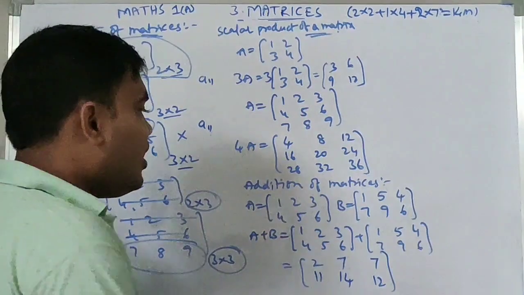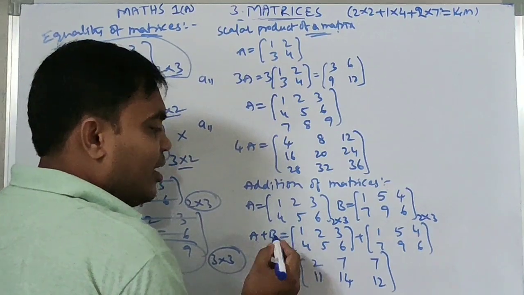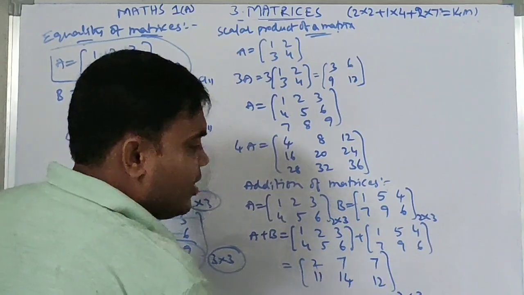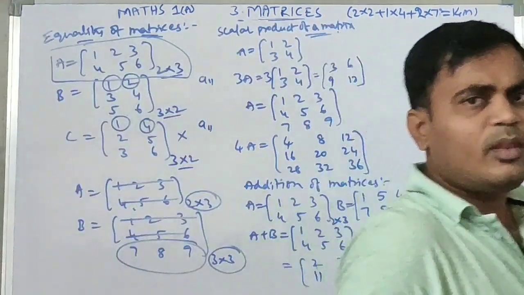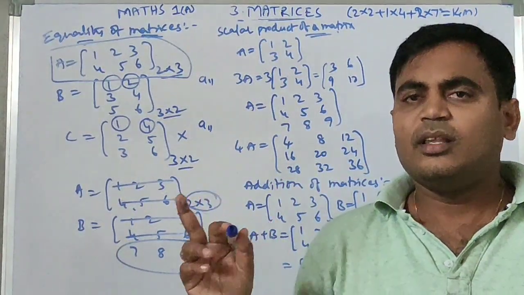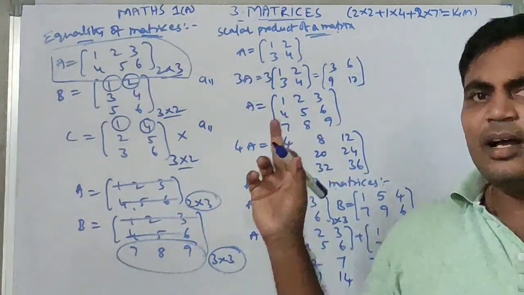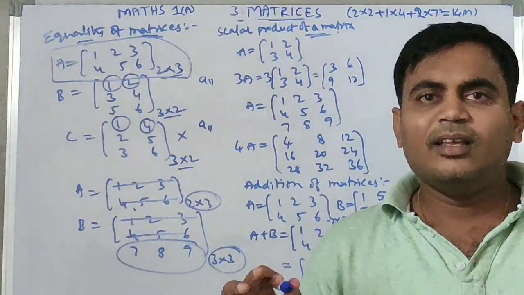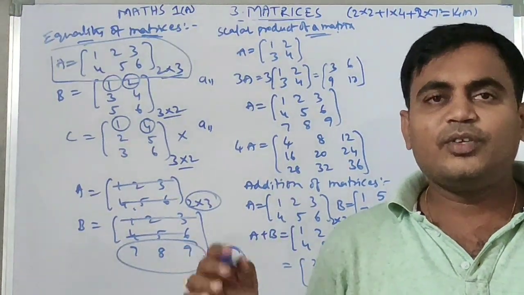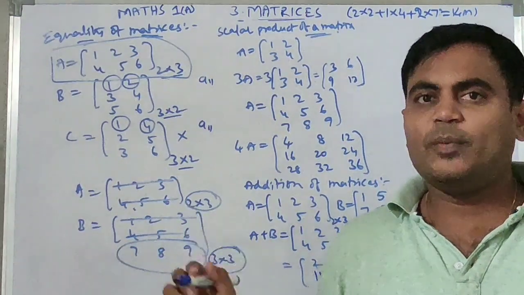Now let's see: what is the order of A? 2 by 3. Order of B? 2 by 3. What is the resulting matrix order? A plus B has 2 rows, 3 columns, so it is of order 2 by 3. So the addition of 2 matrices is possible if the orders of those 2 matrices are equal. We should add the corresponding elements, and whatever results we obtain, we should place in the corresponding positions. So this is the addition of 2 matrices.